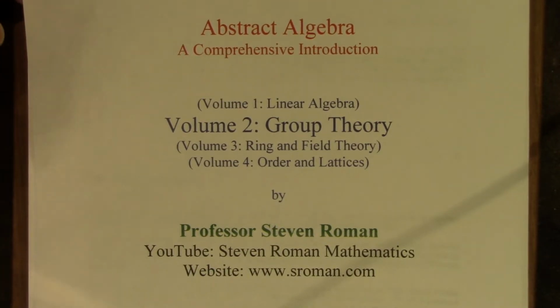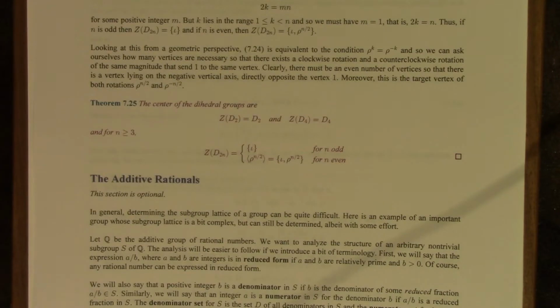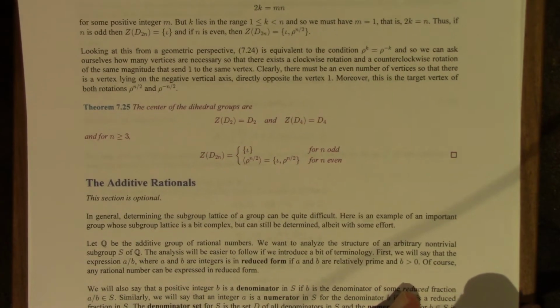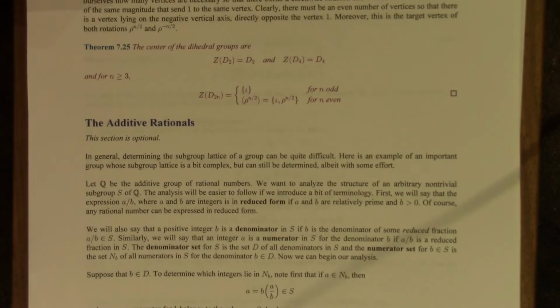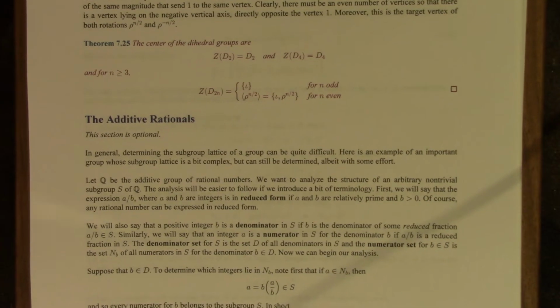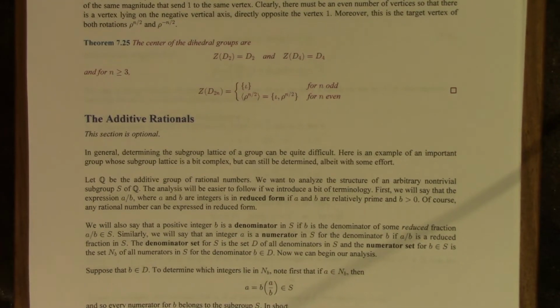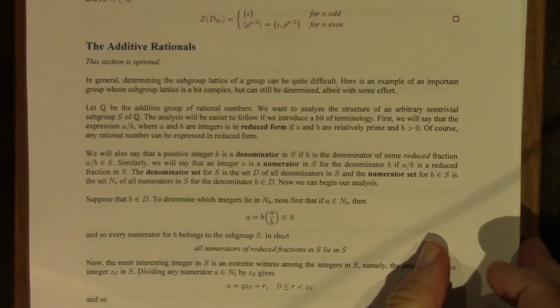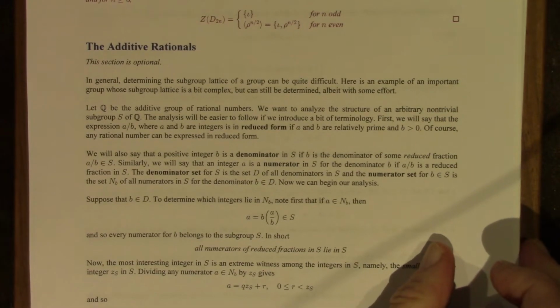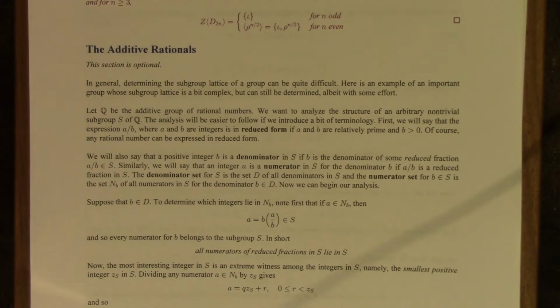Let's continue the group theory lectures. We have been discussing some groups and some families of groups. We talked about the cyclic groups, we talked about the Euclidean group, we talked about the family of dihedral groups, and I want to conclude this chapter, chapter 7, with a discussion of the additive rationals. So that's the rational numbers under addition.